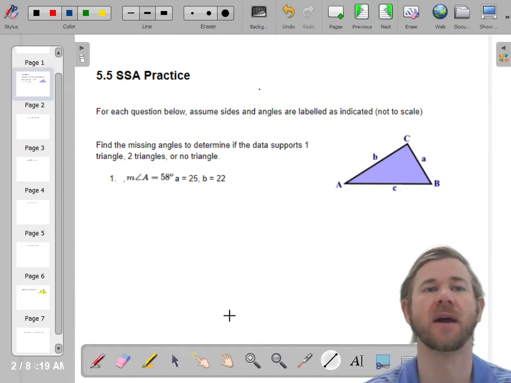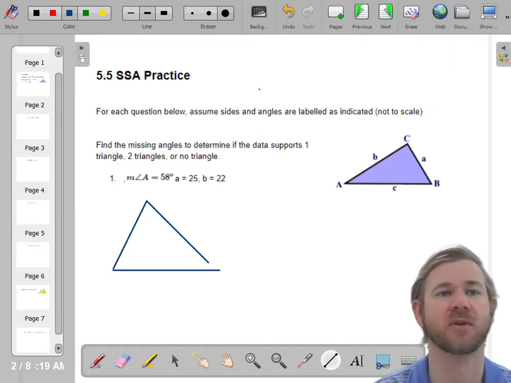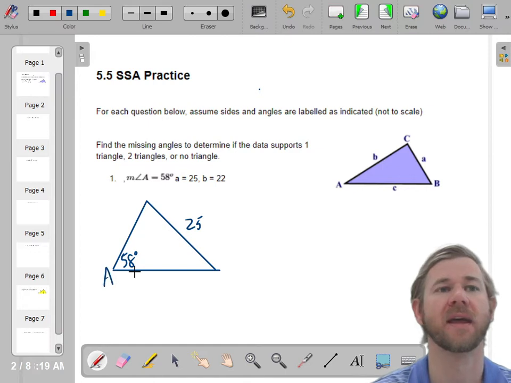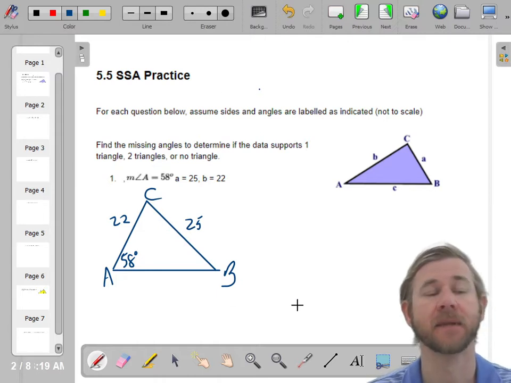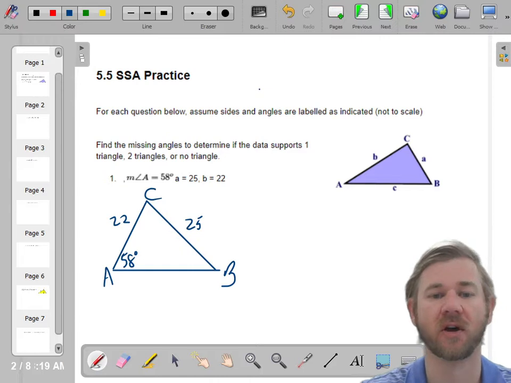I'm going to draw angle A with 58 degrees. So I'm drawing a triangle that looks something like this. Angle A is 58 degrees. Little a is 25. We'll call it A, B, C. We'll just draw them all the same way, and little b will be 22. Okay, so we're going to see what happens here, and we're going to use the law of sines.